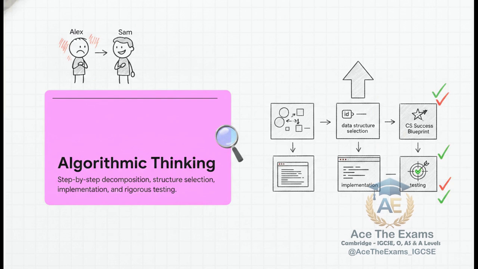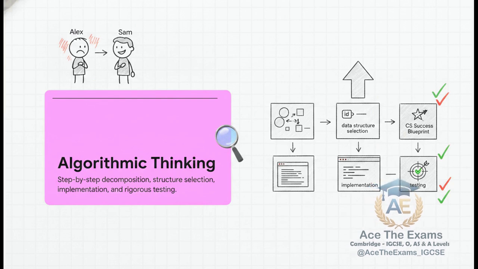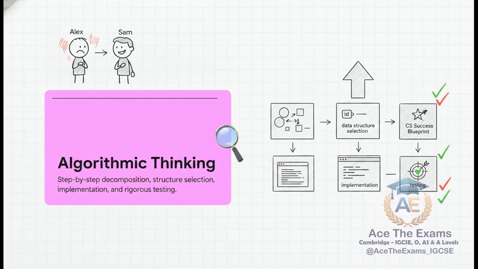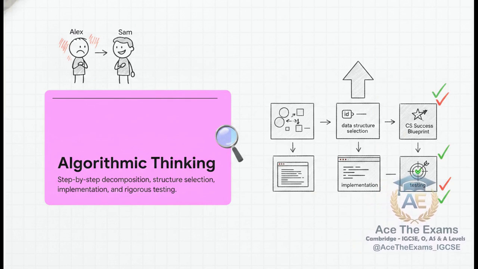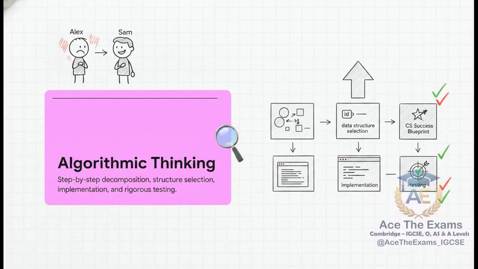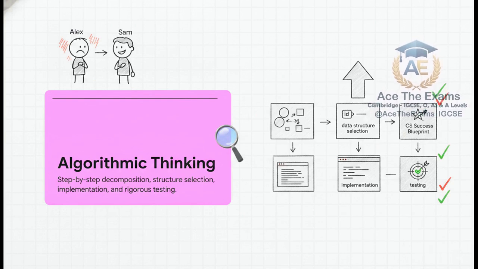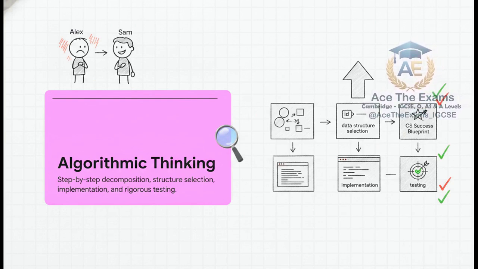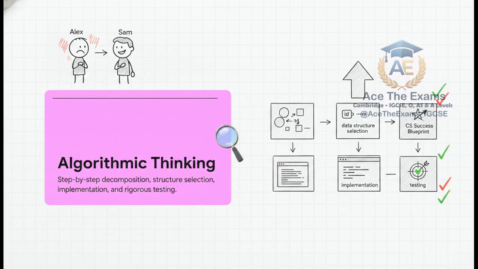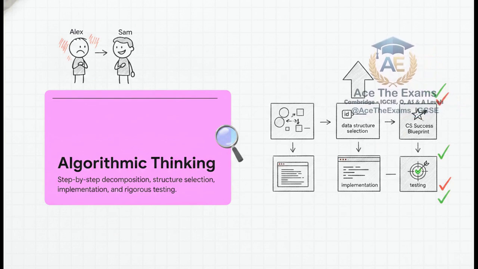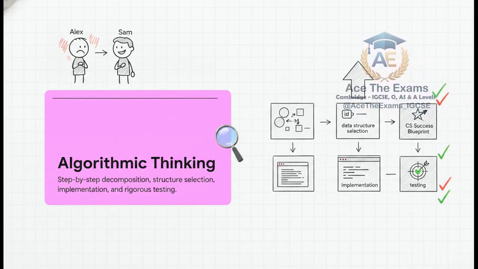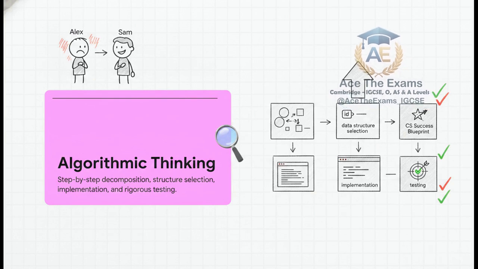Second, data structure selection, actively choosing appropriate data types, like deciding to use an integer for a patient ID rather than a string to heavily optimize storage. Third, efficient code implementation. And finally, rigorous testing. When Alex actually slows down and applies this framework, you can literally see those red pen marks from earlier transforming into green check marks. What we are doing here is building the computer science success blueprint.